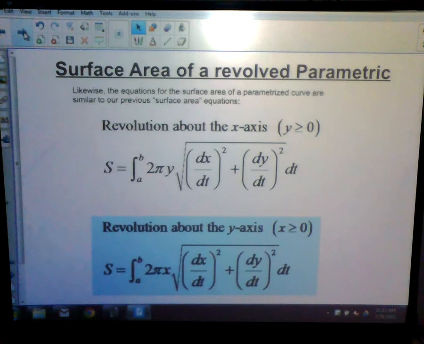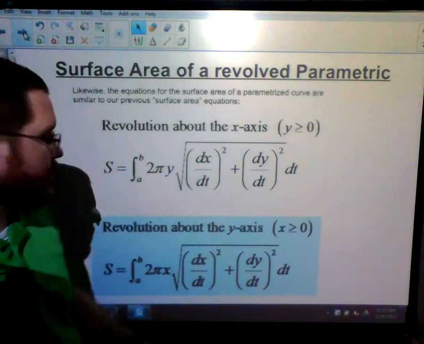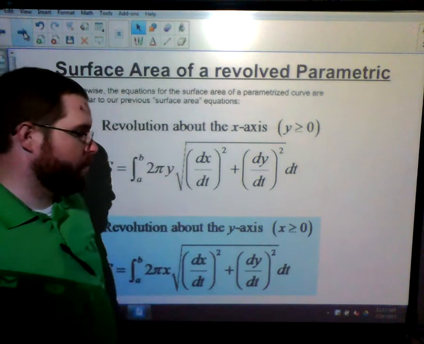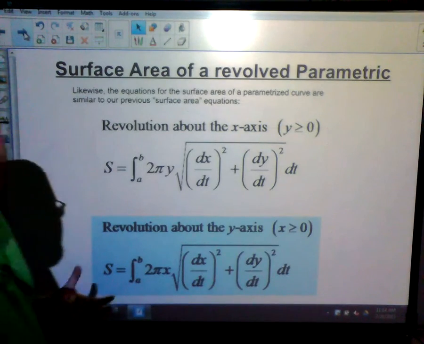These come up extremely rarely. They're surface area: 2 pi y times the square root of the length, or 2 pi x times the square root of the length, depending on which way you're revolving it. But that's it for parametric functions.